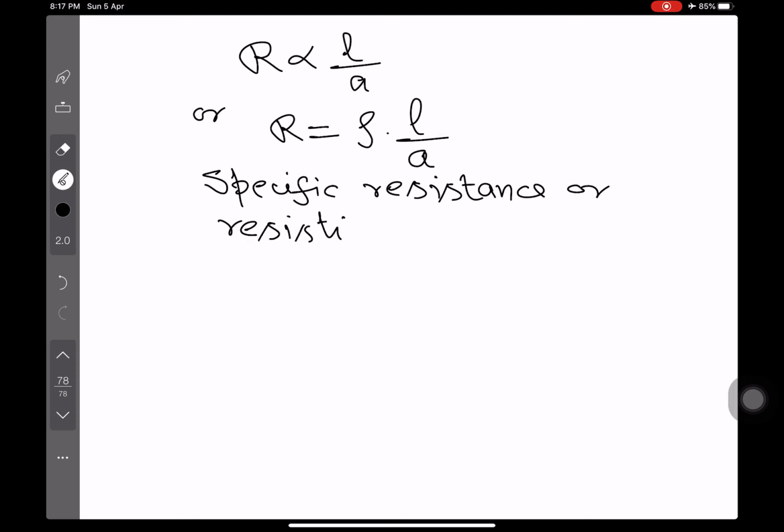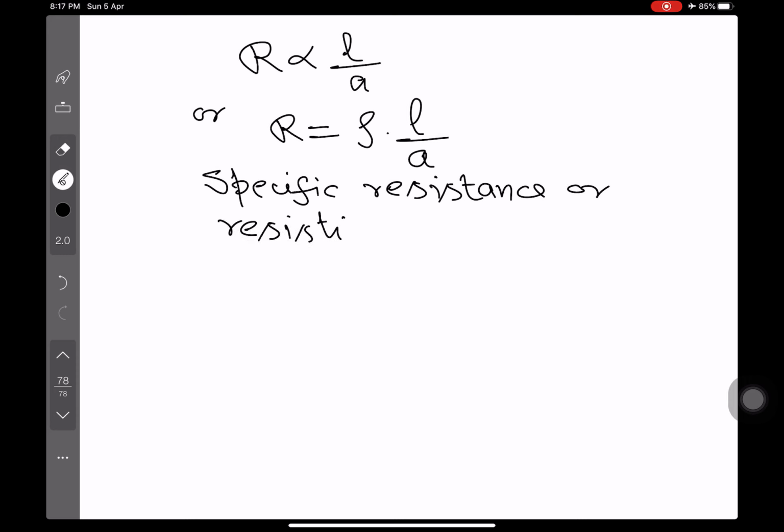Its value depends upon the nature of the material of the conductor. That is why the resistance of a conductor also depends upon the nature of the material of the conductor. I call this equation number 1.